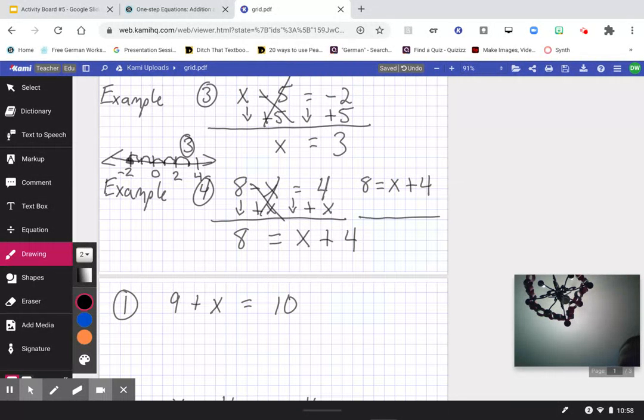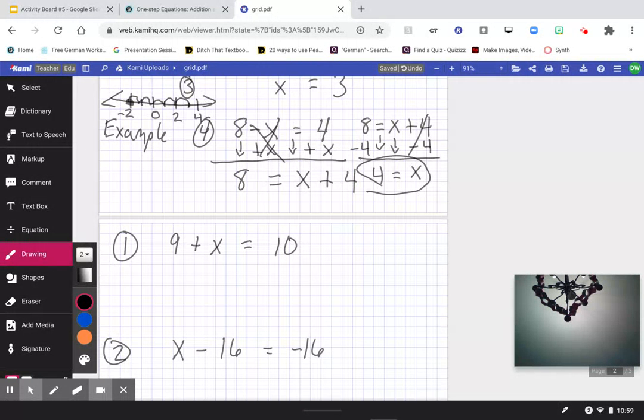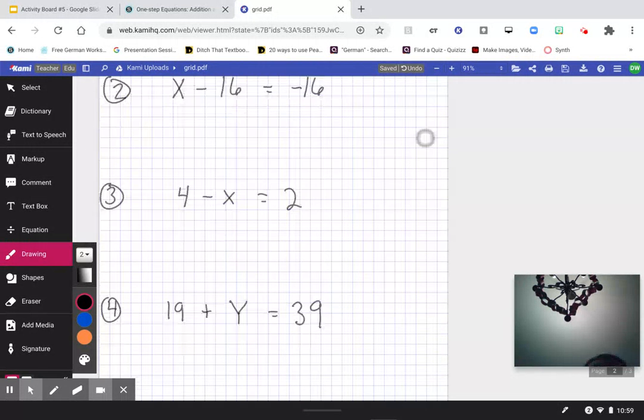Now we're using opposite operations. We have a positive 4, so let's subtract 4 from both sides. And 4's cancel out. We'll bring down the x, bring down the equal sign. 8 minus 4 is 4. And indeed, x does equal 4. That's what we saw before when we worked the problem out the other way. And that's that.